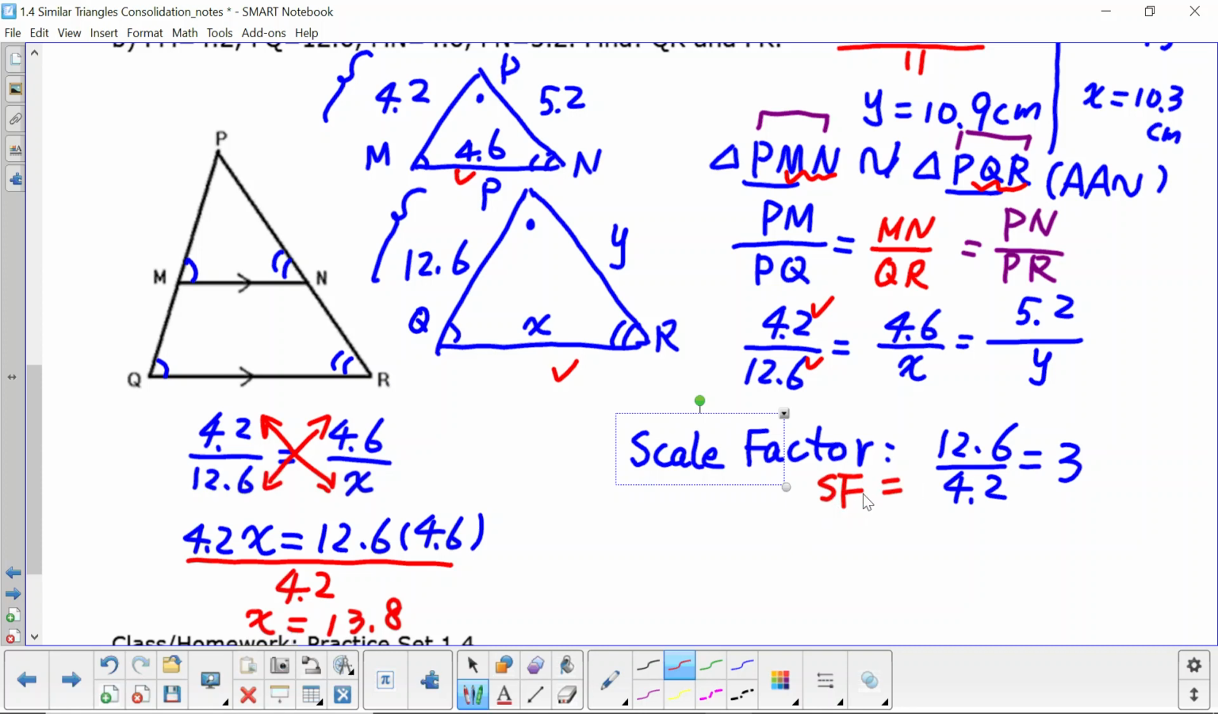Once you have this scale factor, then from the smaller triangle to the bigger triangle, we could just times this one. So we use the bigger triangle divided by the small triangle. Then from this one to here, we know this is times by 3. Then all the corresponding sides just times by 3, you will get the unknown. So we are going to just repeat for x. X is 4.6 times by 3. Then you will have 13.8 right away.